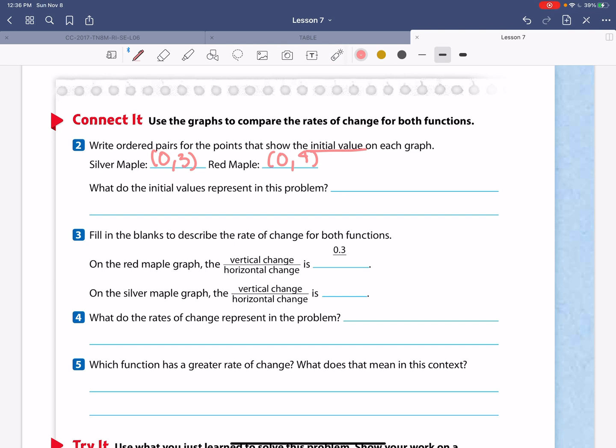So what do the initial values represent in this problem? They show the diameter, which we just said, of each tree at the start of the study.